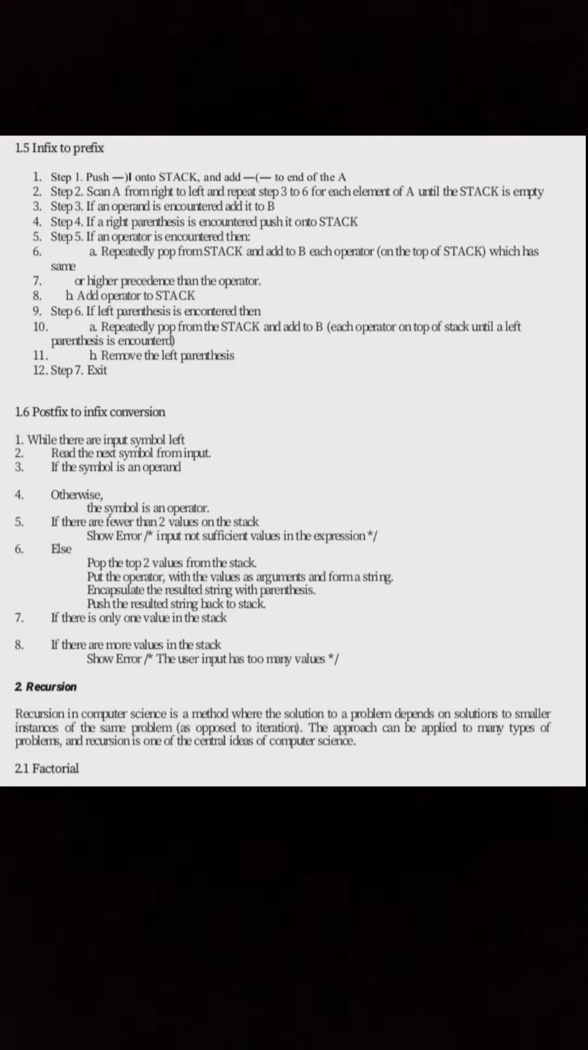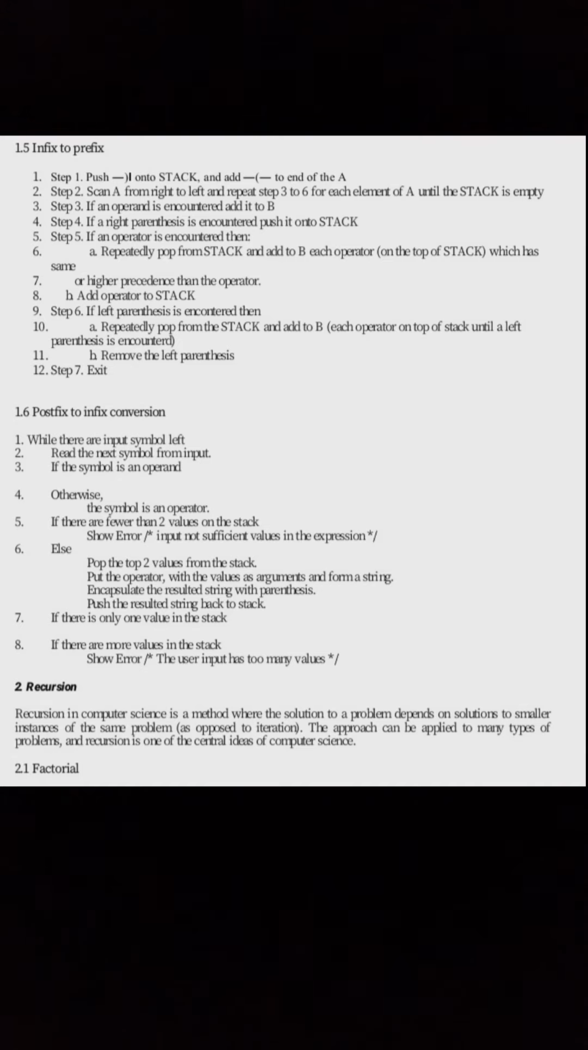Step 7. Exit. Now let us see postfix to infix conversion. While there are input symbols left, read the next symbol from input. If the symbol is an operand, push it onto the stack. Otherwise the symbol is an operator. If there are fewer than 2 values on the stack, show error. Else pop the top 2 values from the stack, put the operator with the values as arguments and form a string, encapsulate the resulted string with parentheses, and push the resulted string back to stack. If there is only one value in the stack, that is the result. If there are more values in the stack, show error.